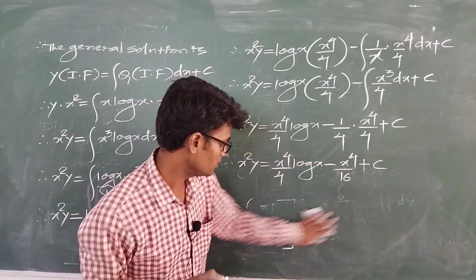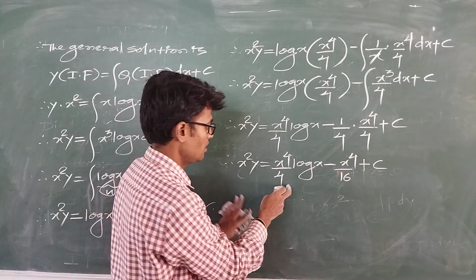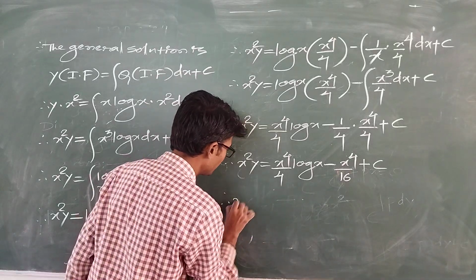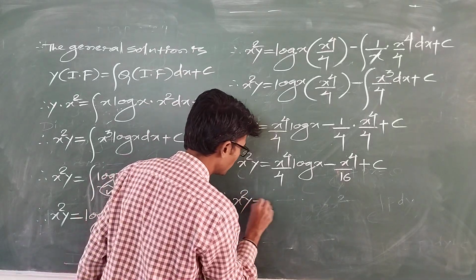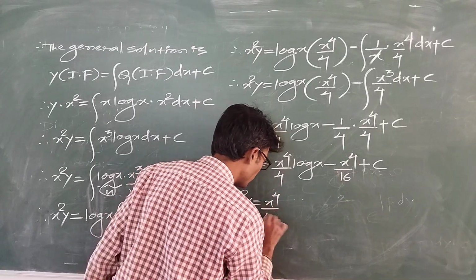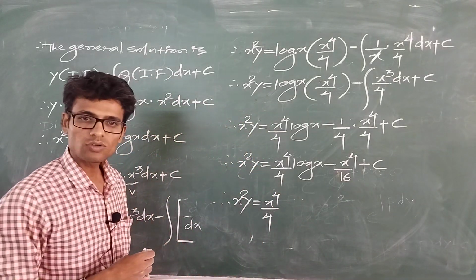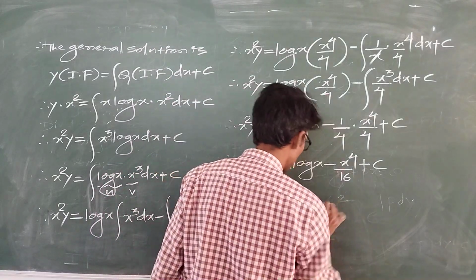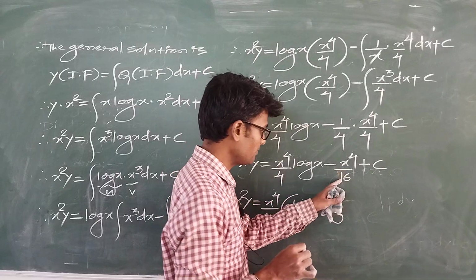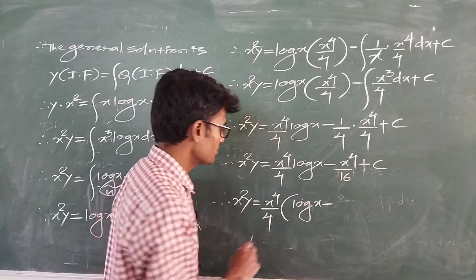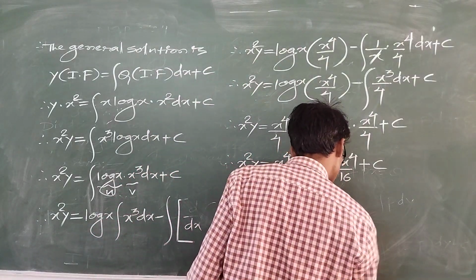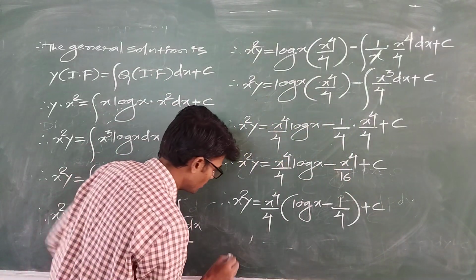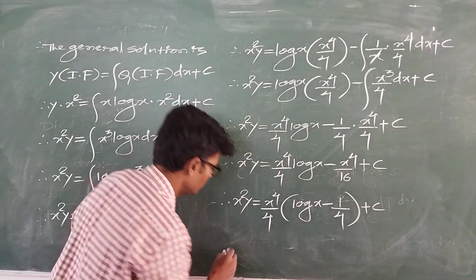Now in this, x raised to 4 divided by 4 is common, you take it outside. So therefore I will write x square y is equal to x raised to 4 divided by 4 is common, you take it outside. Inside the bracket you write log x minus, so x raised to 4 divided by 4 you already took common, here 1 by 4 remains, and after that you write plus c. Now you go for the value of y.